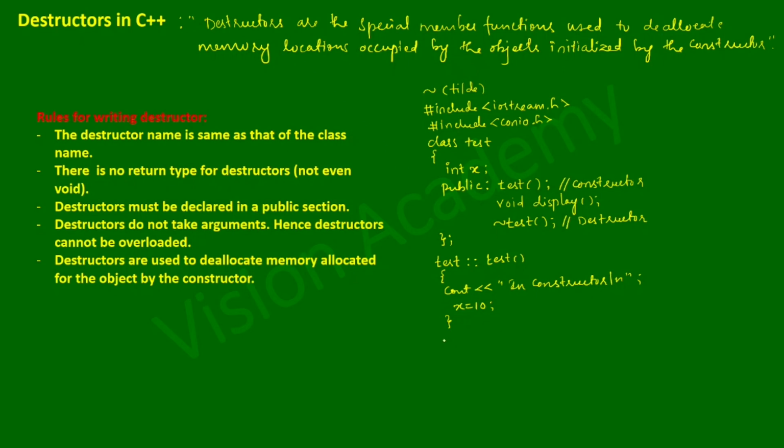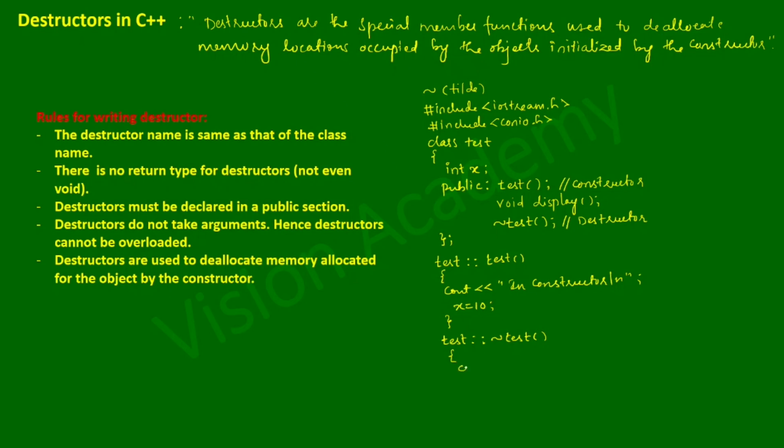So after the constructor, I'm going to write a destructor. So how to do it? Again, I'm going to write name of the class, test, scope resolution operator. Then I have to use here tilde symbol and then name of the function, that is destructor test, curly open brace.